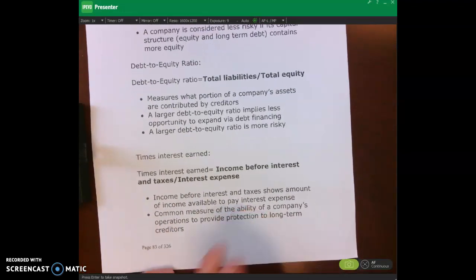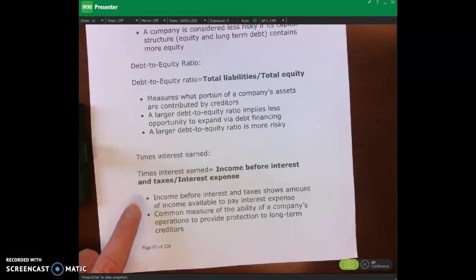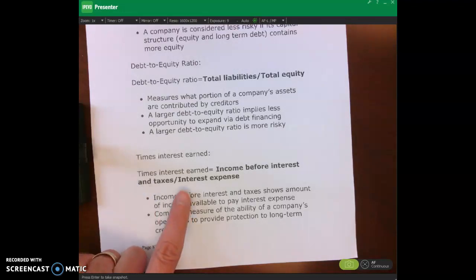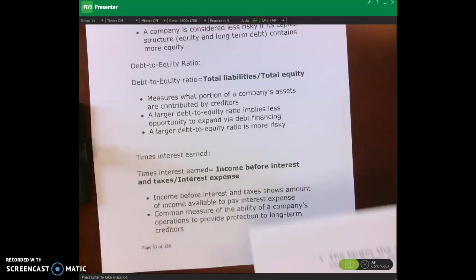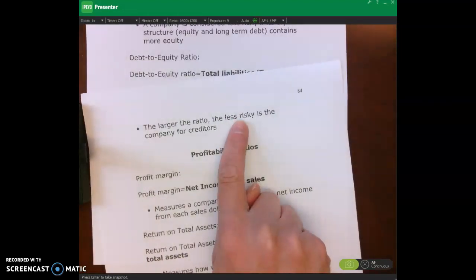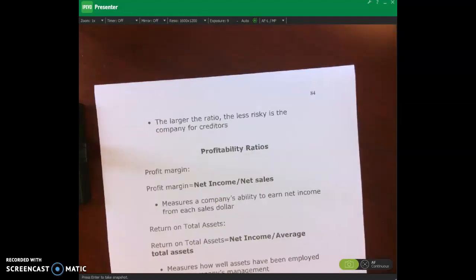We also have the times interest earned. The way we calculate that ratio is we take our income before interest and taxes divided by our interest expense. It shows the amount of income available to pay our interest expense. It's a common measure of our ability to provide protection to our long-term creditors. The larger the ratio means that we have more income before interest and taxes compared to our interest. So the larger this ratio, the less risky we are.